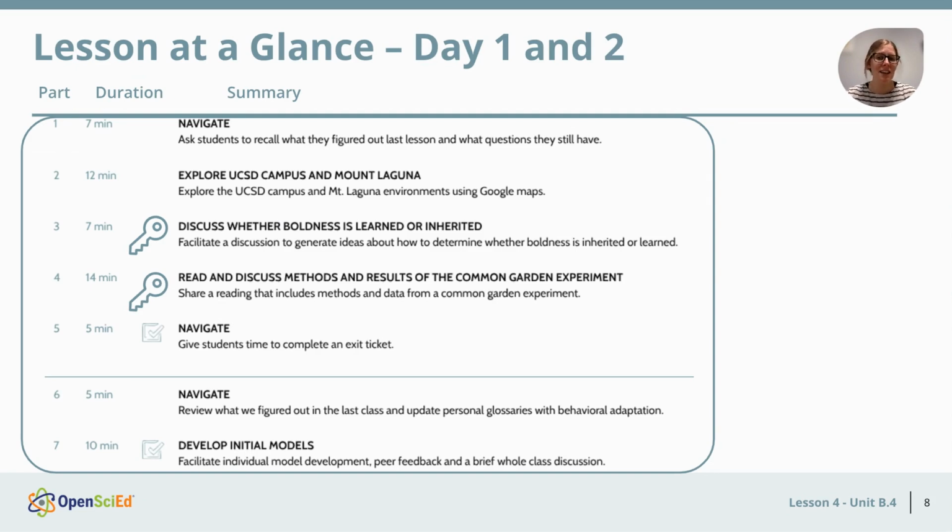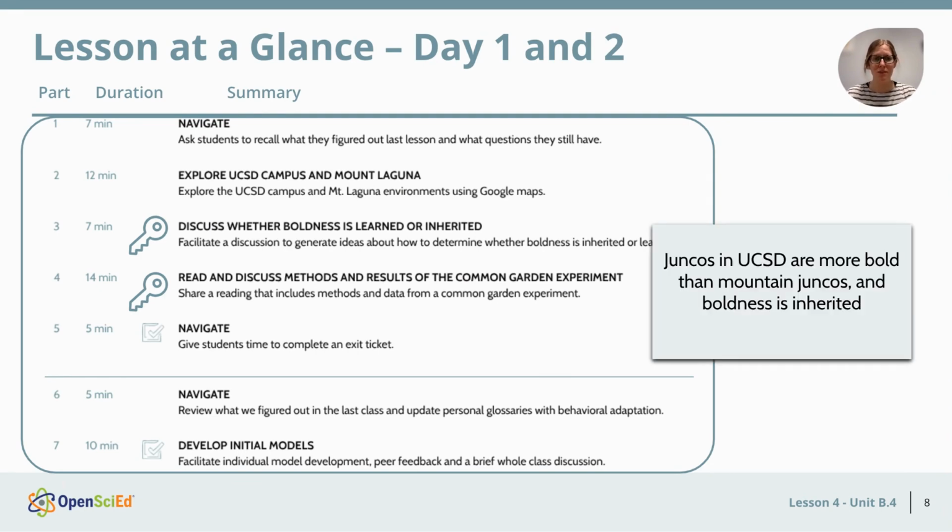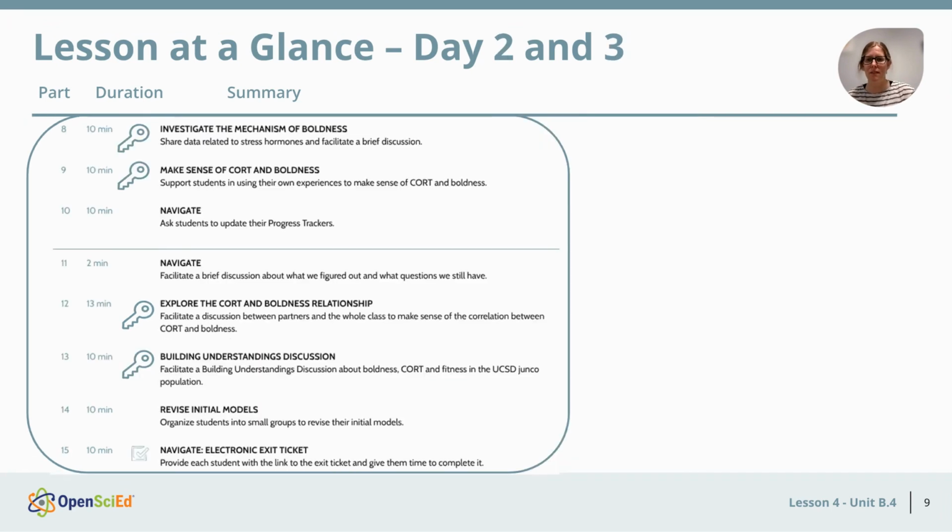And then the next day, they're going to develop their initial models for what's happening with the juncos. Through this, students are going to figure out that juncos in UCSD are more bold than the mountain juncos, and that boldness is inherited. Which leads us to wondering if the juncos are learning to be bold from their parents, or is there something genetic?